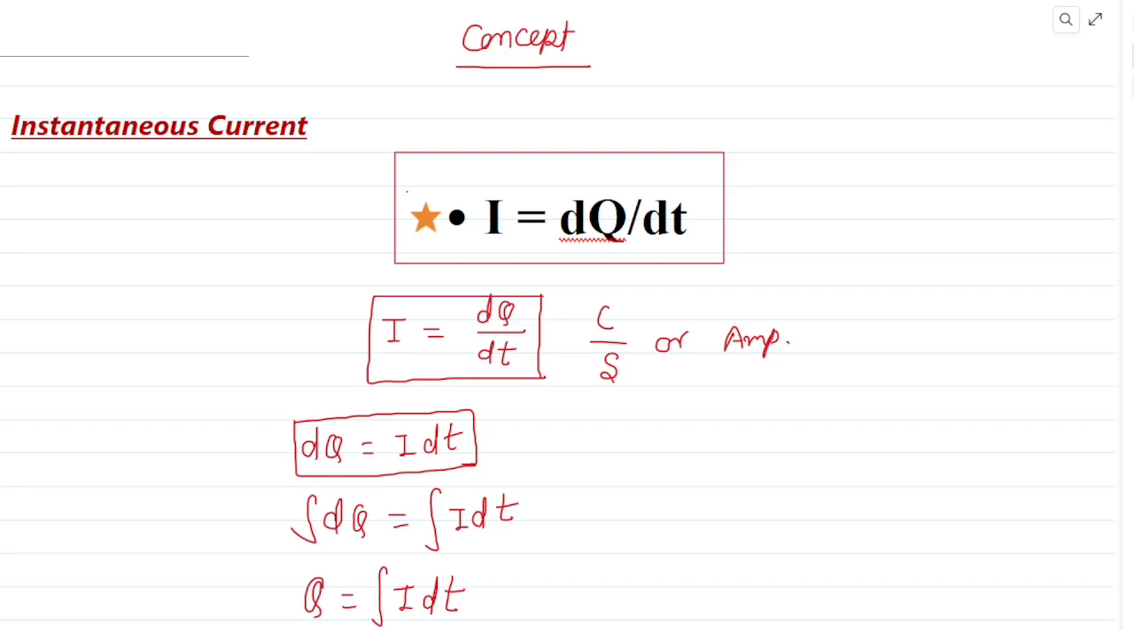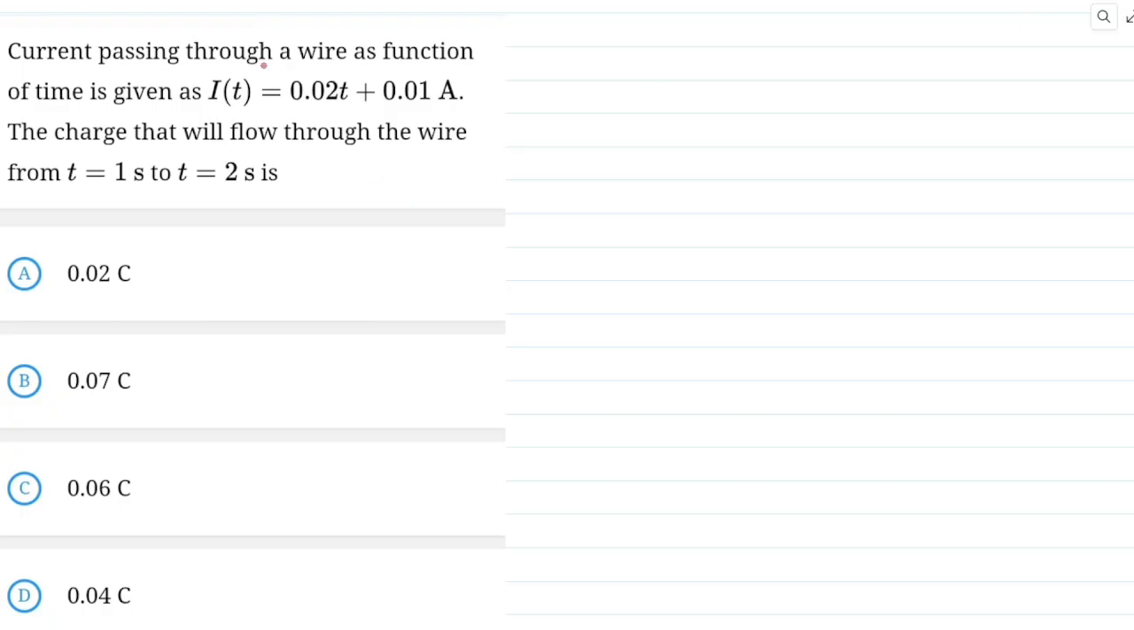Okay, clear? Question number 1: the current passing through a wire as a function of time is given as I of t equal to 0.02 t plus 0.01 ampere. The charge that will flow through the wire from t equal to 1 second to t equal to 2 seconds is? So the concept is I equal to dq by dt, and the equation of current is given. So the charge is given by dq equal to I dt.